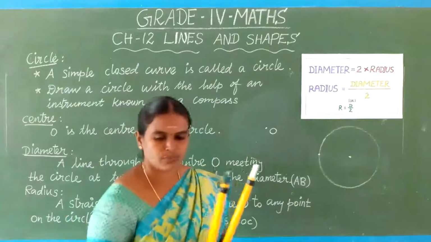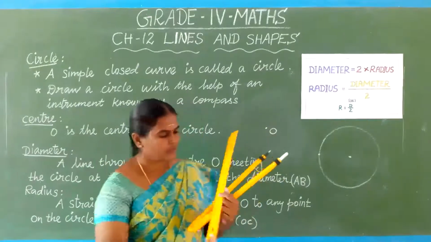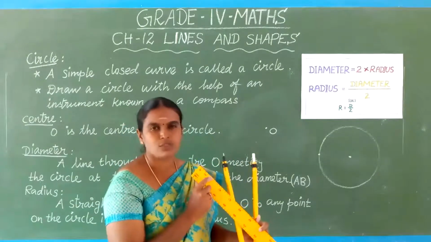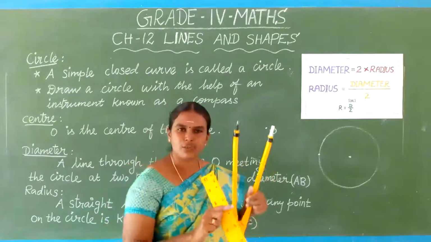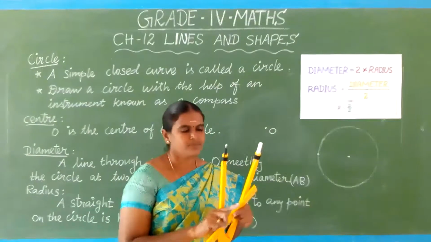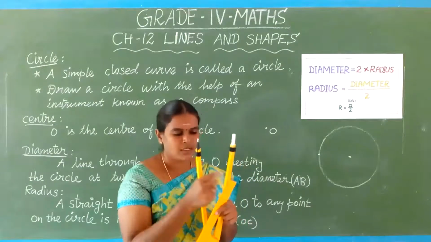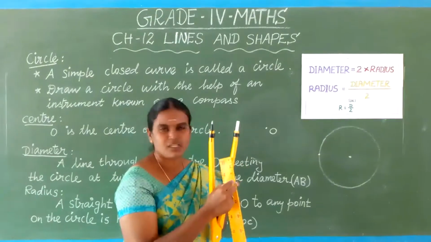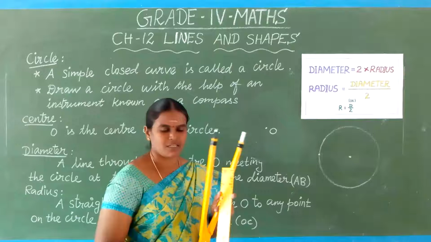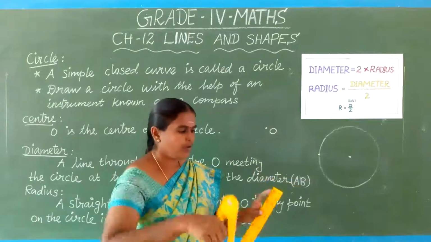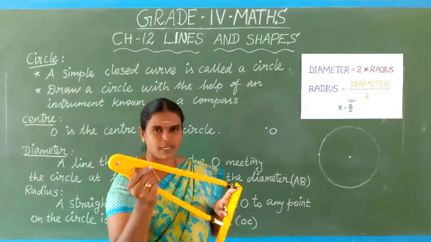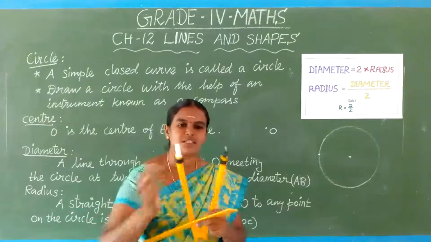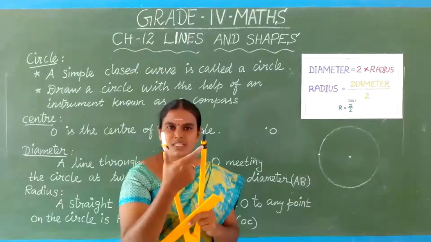If you want a measurement, take your scale. This is your centimeter. Starting point 0 centimeter, then 1, 2, 3 and so on. If I take 2 centimeter or 3 centimeter, keep the needle on 0. Next, keep the pencil point on 3 centimeter. Now this distance is 3 centimeter. So keep 0 on the needle, and for 3 centimeter keep the pencil point on 3. Measure this distance of 3 centimeter.